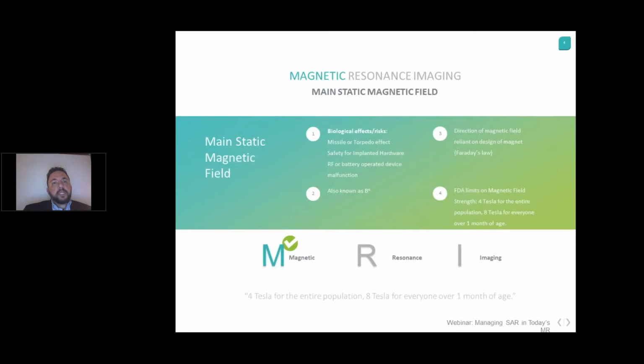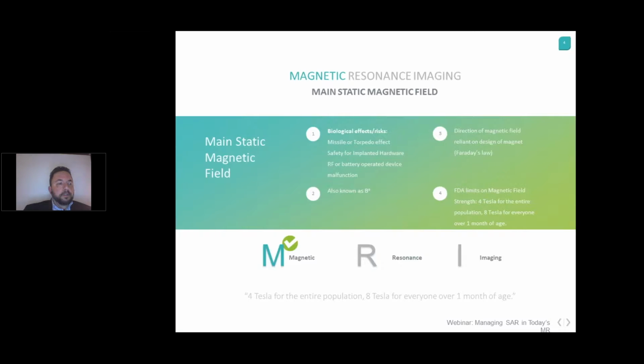So specifically, the magnetic portion of magnetic resonance imaging refers to our static magnetic field. What are our concerns with this static magnetic field? The biological effects or the missile or the torpedo effect.